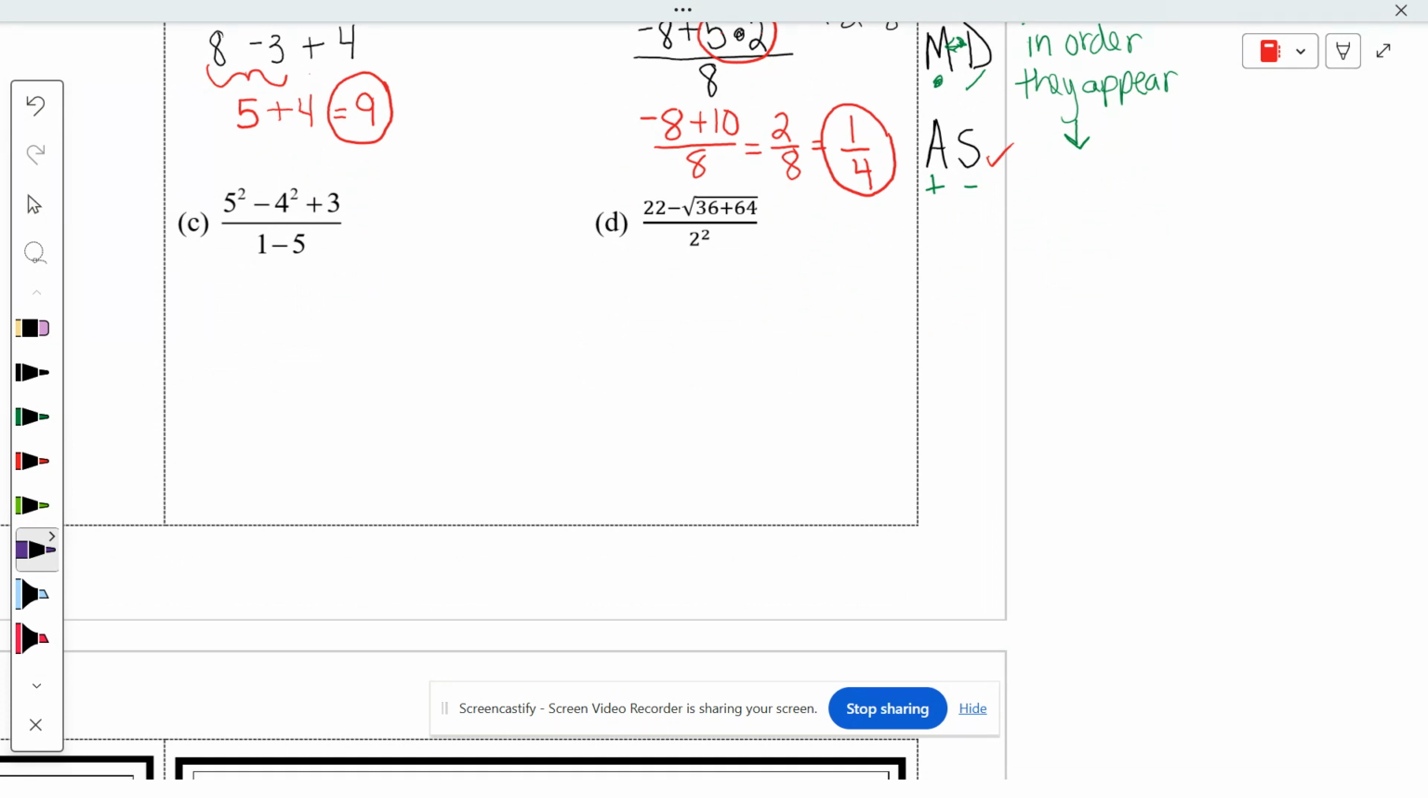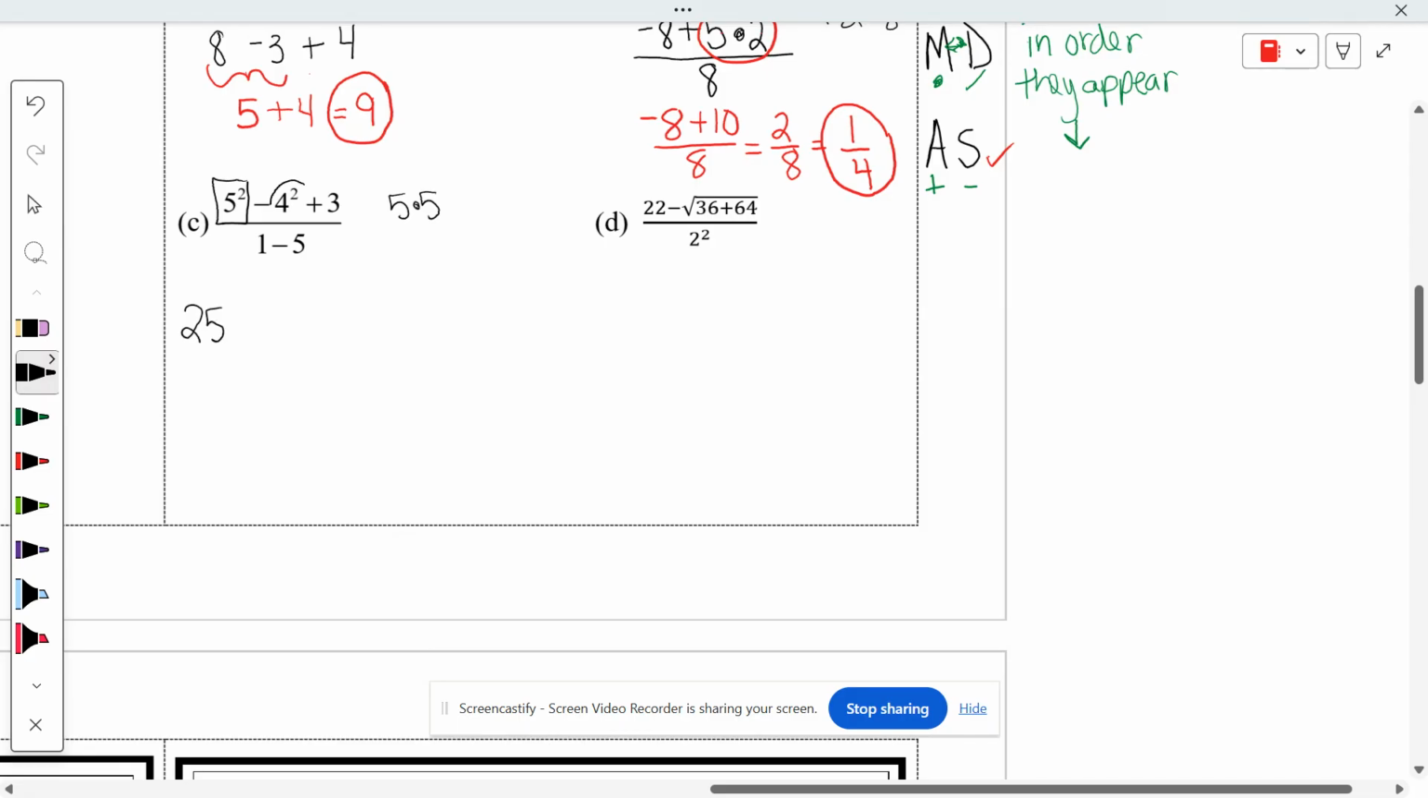Let's look at example C. I have an exponent and an exponent. I'm going to take care of those first. And I want to actually just talk about this one first. 5 squared, that's 5 times 5, which is 25.